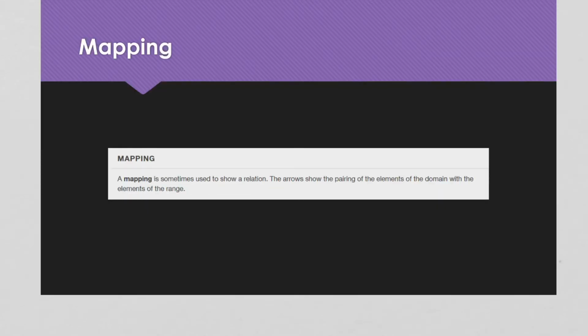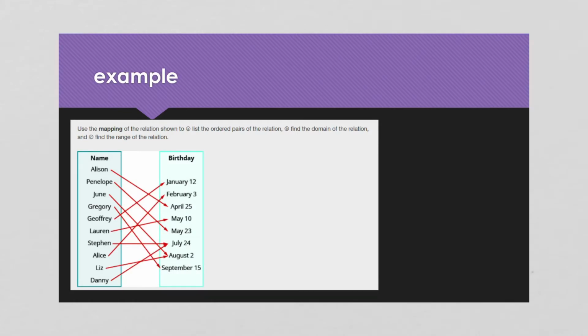Okay, so sometimes we use mapping to show a relationship or a relation. Okay, and let me just show you what the mapping looks like. All right, so here's a map. It says that Allison has a birthday on April 25th. Penelope has a birthday on May 23rd. June has a birthday on August 2nd. Gregory has a birthday on September 15th.